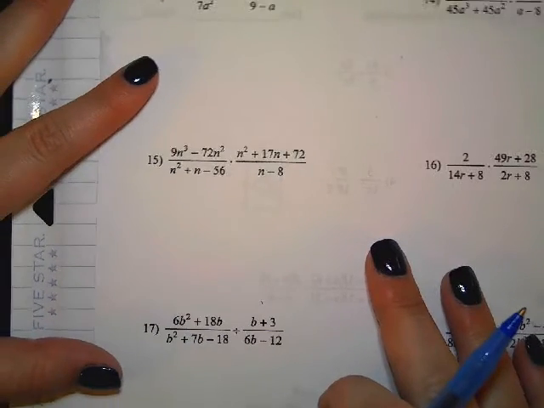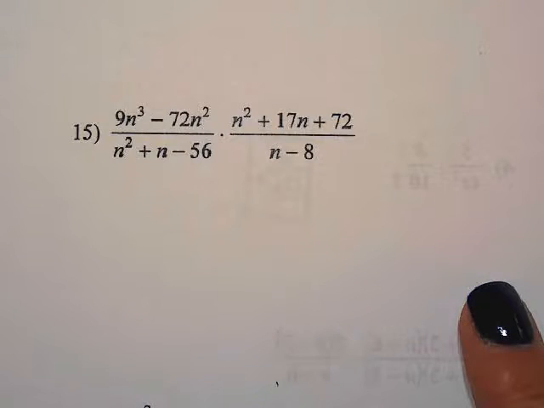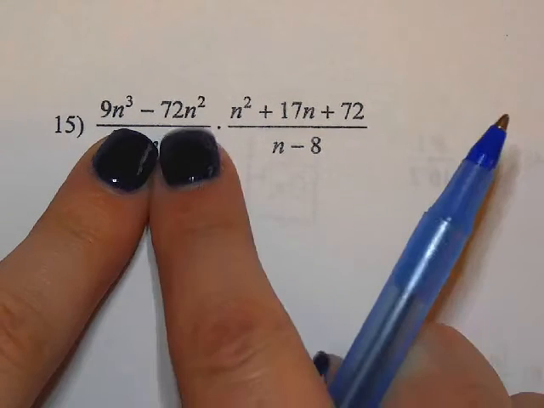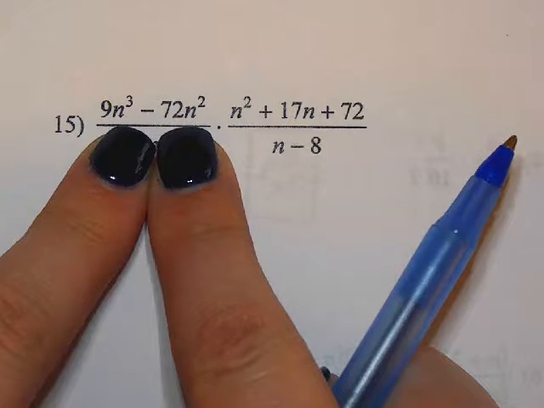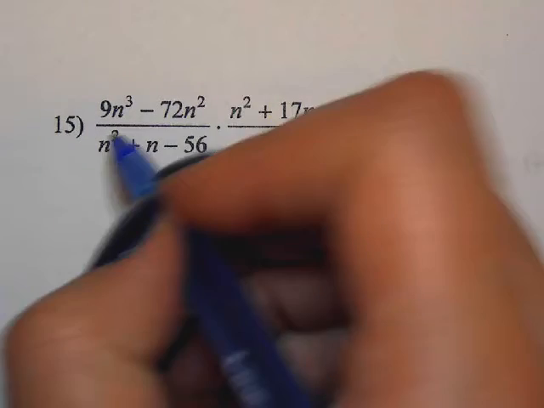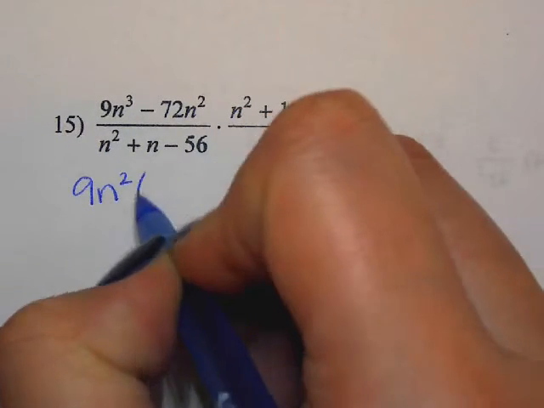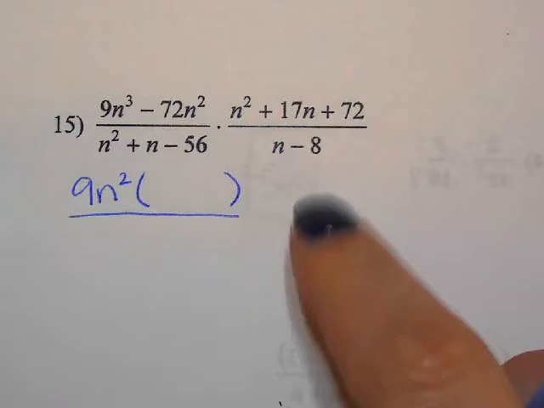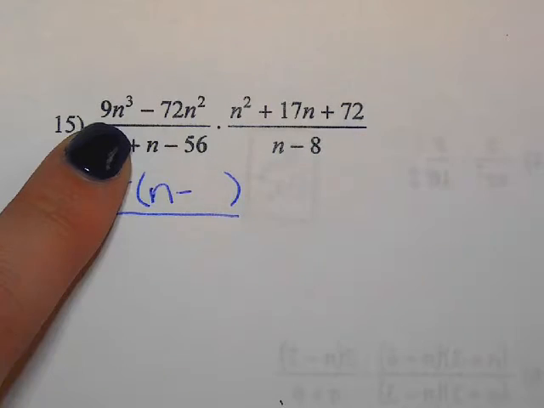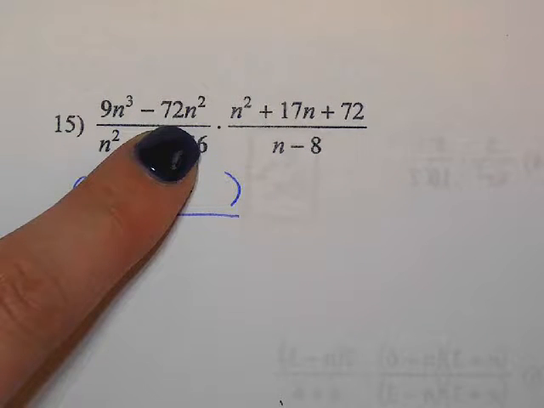All right, so if you look at 15, do we need to keep it, change it, flip it? No. Is anything in the wrong order? No. So that means it's ready to start factoring. So how do we factor the top of the first fraction? GCF of 9n squared. So if you take out a 9n squared, what's left over? 72 divided by 9? 8.